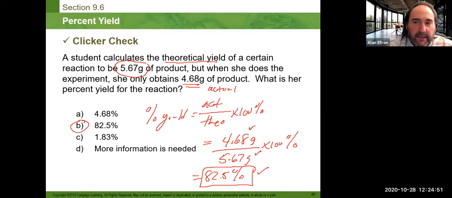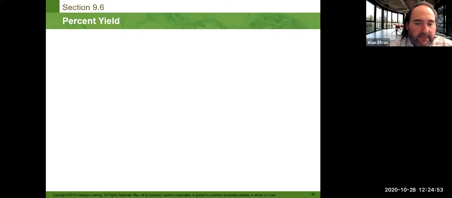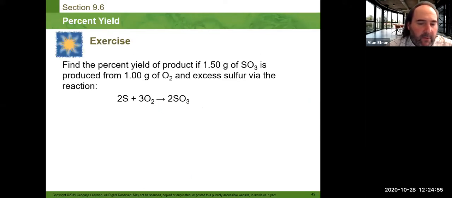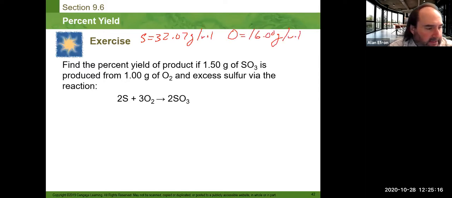All right, let's take a look at one where you have to do a little calculation. So why don't you give this a go? We want to find the percent yield if we produce 1.5 grams of SO3 in the following reaction when we take 1 gram of oxygen and react it with excess sulfur in this reaction. So again, sulfur 32.07, oxygen 16. Take a couple minutes, see what you come up with on this calculation.